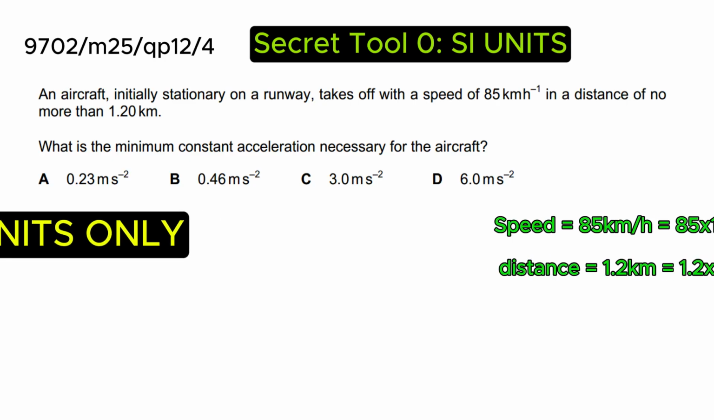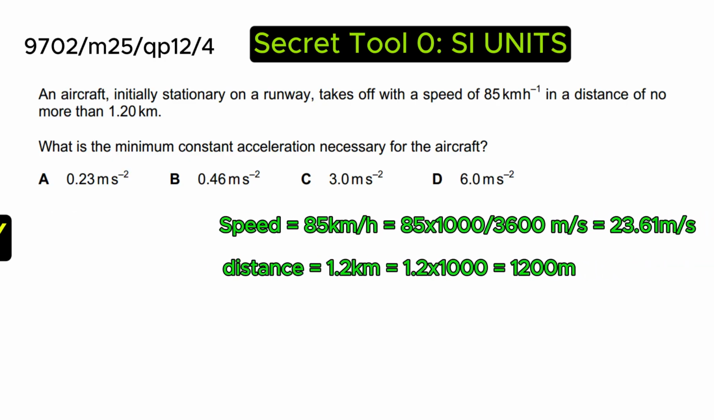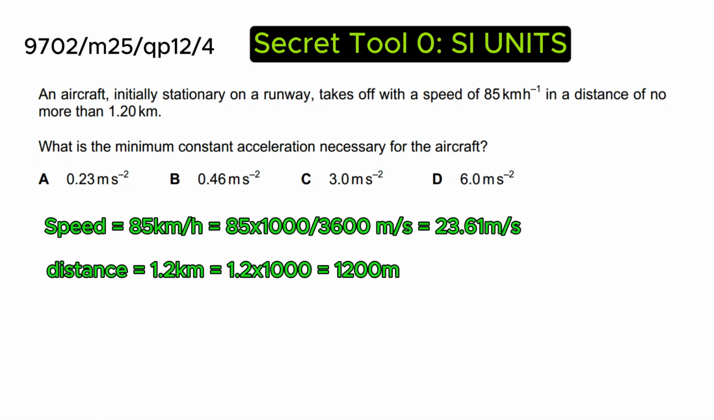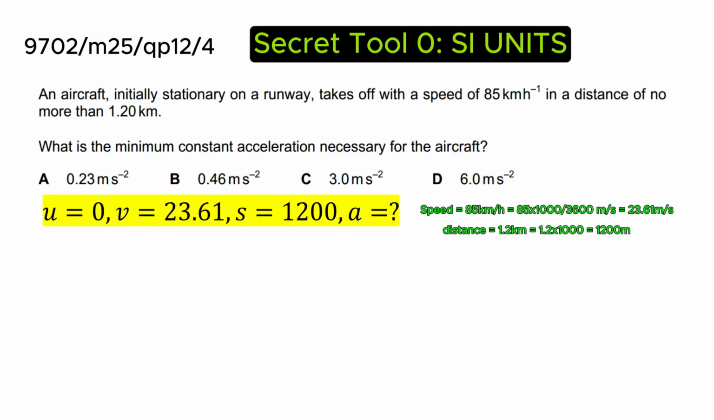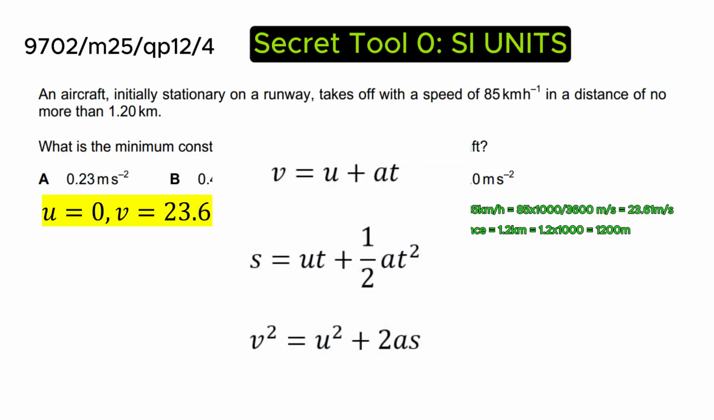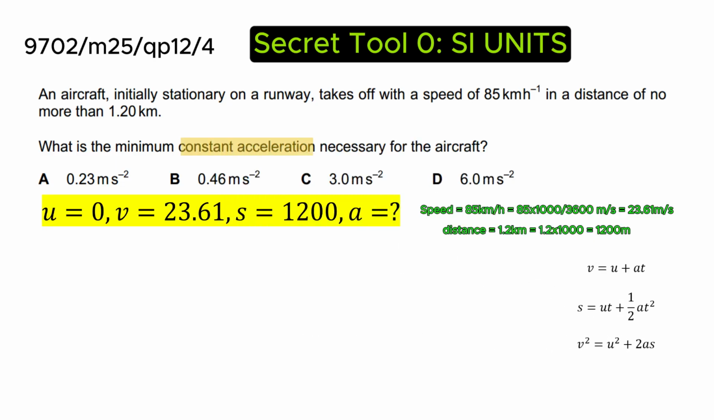Think of this as the secret tool 0 of your toolbox, as it must be applied in all topics. Let's fix that first. So we have U equals 0, as the aircraft is initially stationary, V equals 23.61 and S equals 1200. Check out Kinematics Toolbox. The SUVAT equations can be applied as the acceleration is constant. We choose the equation that consists of U, V, S, and A.